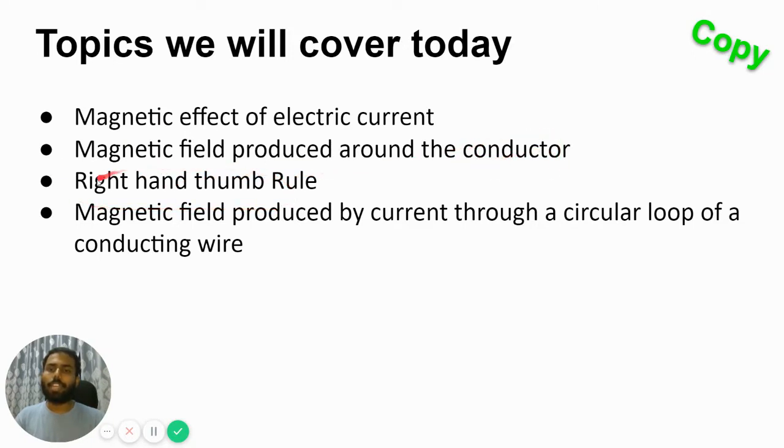We are going to see the right hand thumb rule to tell the direction of that magnetic field, and finally we will see the magnetic field produced by current through a circular loop of conducting wire.